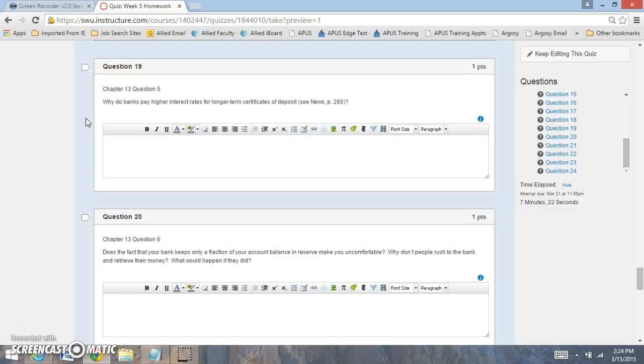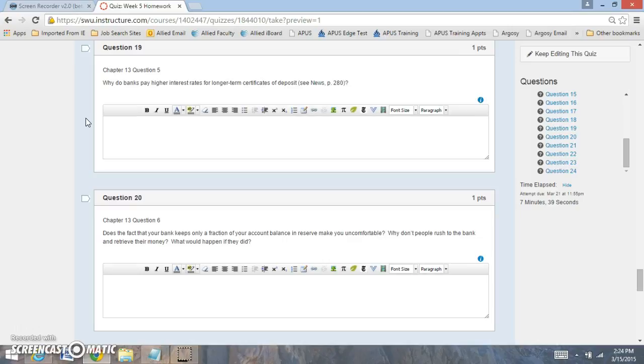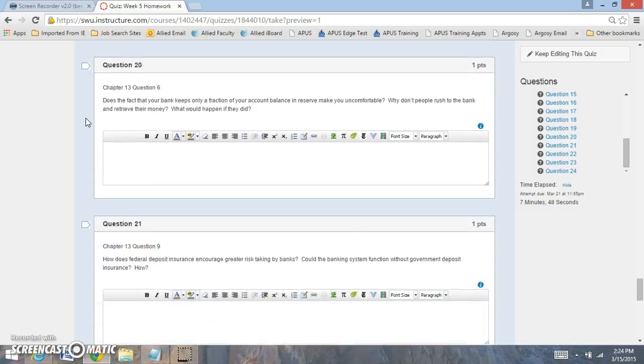Question 19. Why do banks pay higher interest rates for longer term certificates of deposit? For this question, you want to focus on the longer amount of time holding the money; it costs people more money. There's more risk involved. So if I wanted to have someone borrow money and I'll say, pay me back tomorrow, that's a lot different than paying me back in 4 years. So I'm going to ask for a higher interest rate because there's more risk involved.